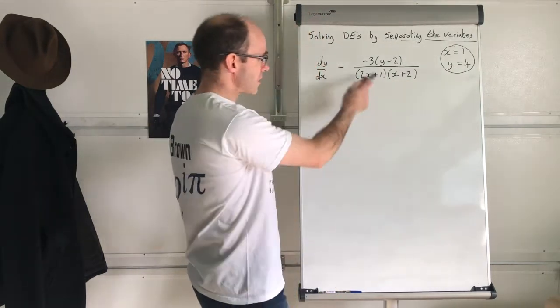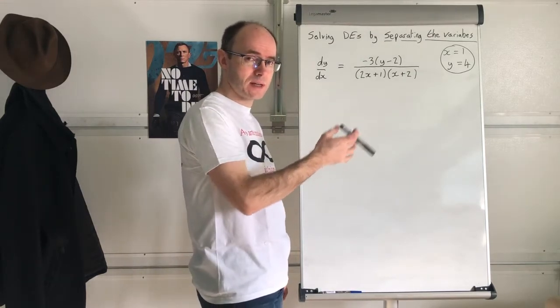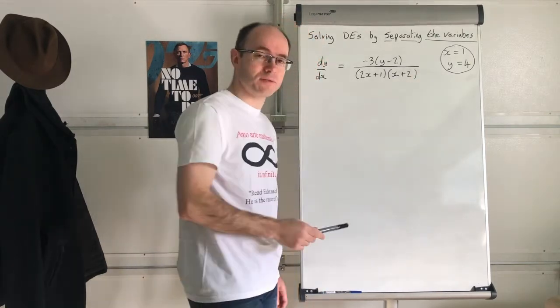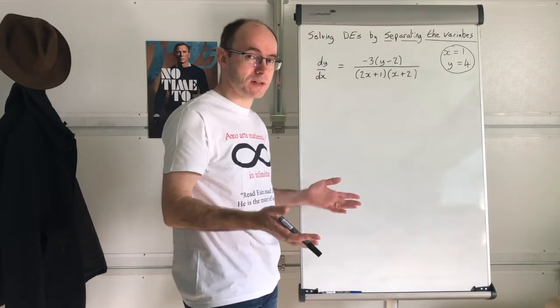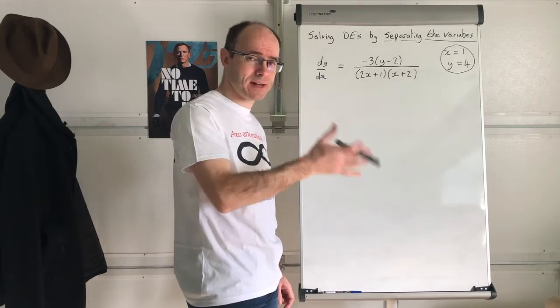So what we're going to have to do is separate the variables with this. We're going to have to integrate both sides. And at some point we have to substitute in x is 1, y is 4 to find out what the constant of integration actually is. Maybe just have a go at separating the variables first and then get back to it.